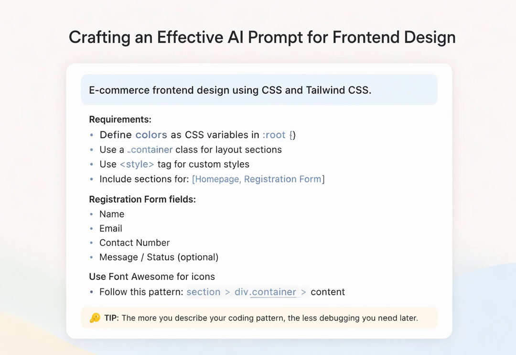For the registration form, the instructor lists exactly what fields are needed: name, email, contact number, and an optional message or status field. The instructor deliberately avoids asking for too many things at once, because the more specific and structured your prompt, the more usable the output will be without heavy modification.